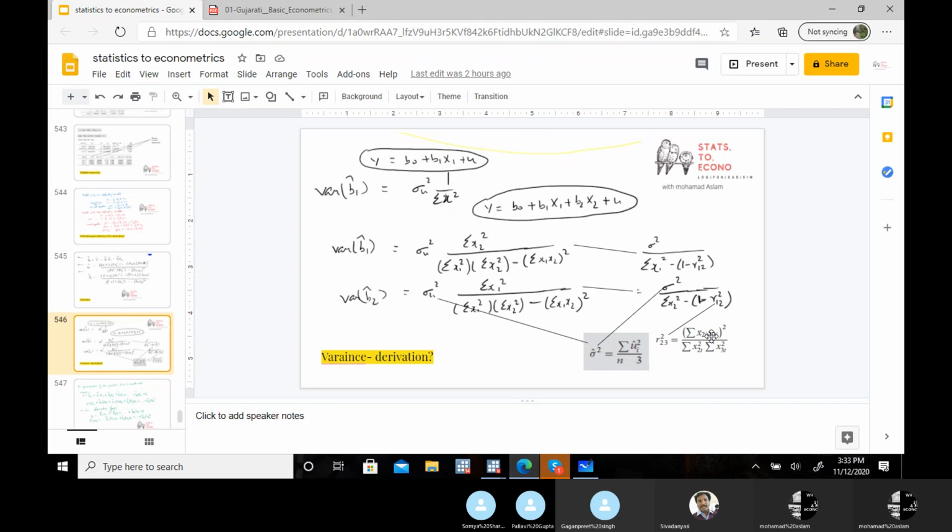Just in place of x2 3, you have to put x1 and x2, and if you put this value in this particular 1 minus part and solve it, you will get something equivalent to this variance. So these both are equal. We have written it in this form because in the multicollinearity problem, we need this formula in the variance inflating factor. I'll discuss multicollinearity later.